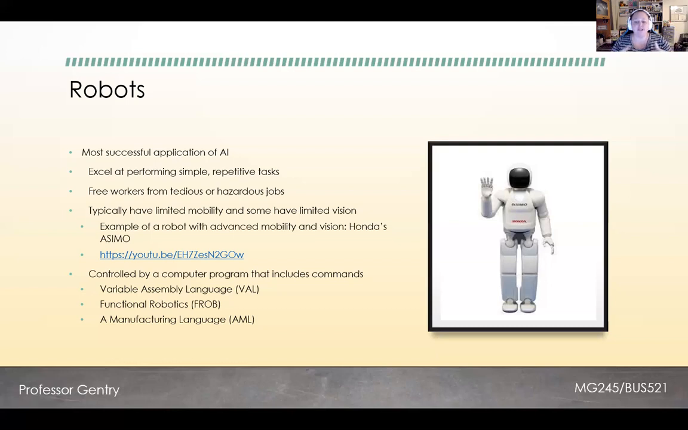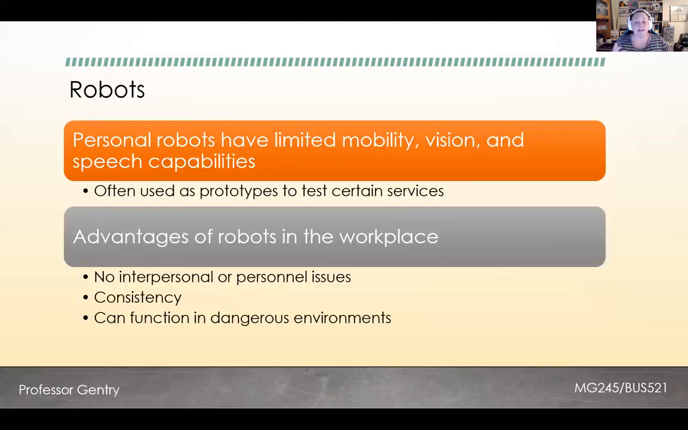Some of the programming languages used to control robots include variable assembly language or VAL, functional robotics or FROB, and a manufacturing language or AML. The robots like Asimo are for large organizations or manufacturing, but lately personal robots have gotten quite a bit of attention. Personal robots, again, we're talking about limited mobility, vision, and speech capabilities. Sometimes they're even used for prototyping for testing. So robots in the workplace, though, they have some very interesting advantages.